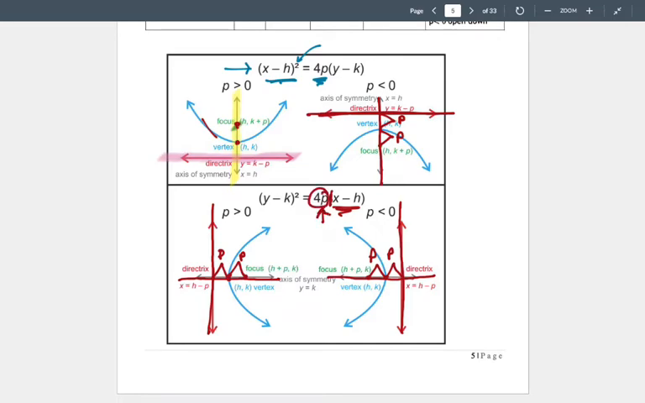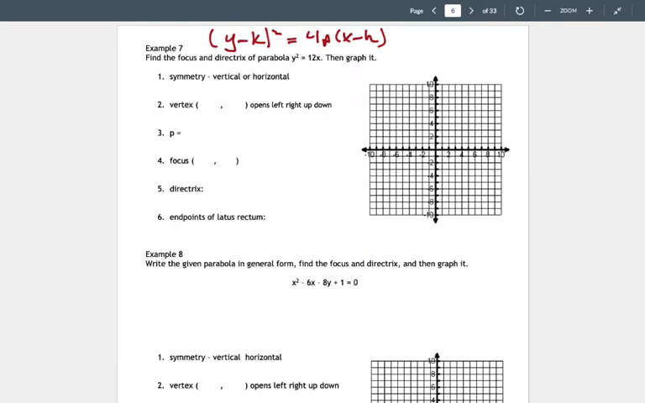All right, let's do some examples. On this example, we were given this equation right here. Notice that the y is squared, so we're using this form right here. If the y is squared, that tells me automatically that this parabola is either opening left or opening right, which means that I'll have a horizontal axis of symmetry. So it will be a horizontal parabola.